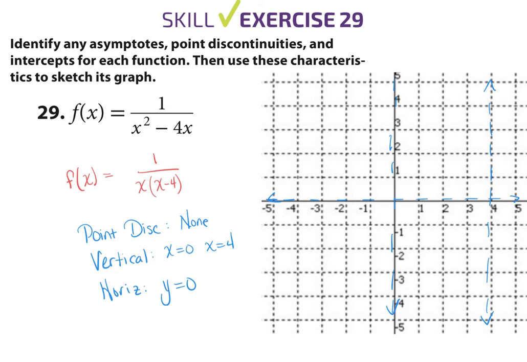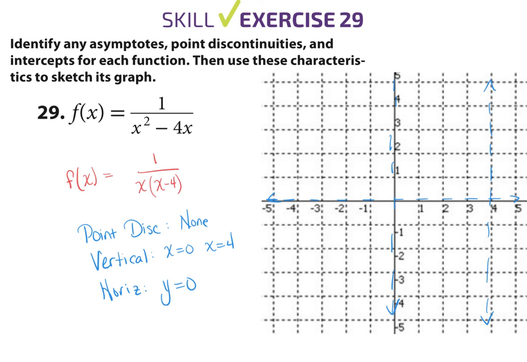So hopefully you were able to find that you did not have any point, nothing canceled. You had 2 verticals at 0 and 4, and your horizontal was still 0. Now, this is going to follow the same method on the ends. So the ends are either going to look like an x squared or they're going to look like an x, all right? In this case, they're going to look like an x squared, right? But you can test it. Let's say you don't know.